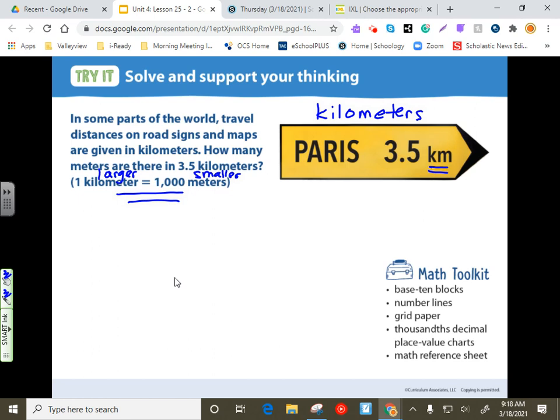So when you are changing a larger unit, in this case the kilometers, into a smaller one, we're going to multiply. So we take our 3.5 kilometers, and we're going to multiply it by 1,000 because we know for every kilometer it's 1,000. And I'm looking at three zeros here, so we're going to move our decimal three places.